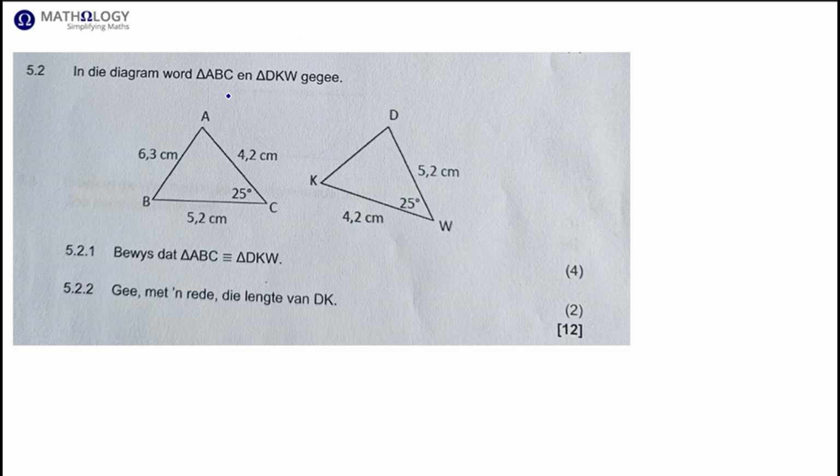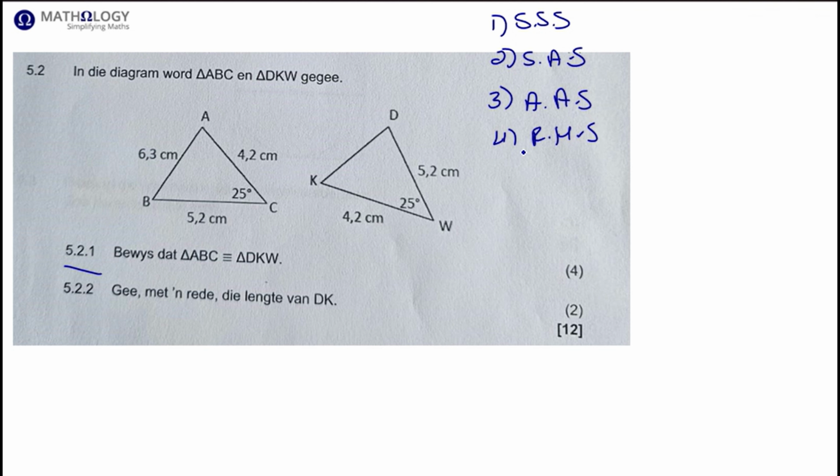In the diagram, we're given triangle ABC and triangle DKW. We are required to prove that triangle ABC is congruent to triangle DKW. Now, when you prove congruency, there are 4 cases. The first case is side, side, side. The second case is side, angle, side. The third case is angle, angle, side. And the fourth case is RHS, right angle, hypotenuse, side. We can eliminate the fourth case, RHS, because there's no right angle in any of these triangles.